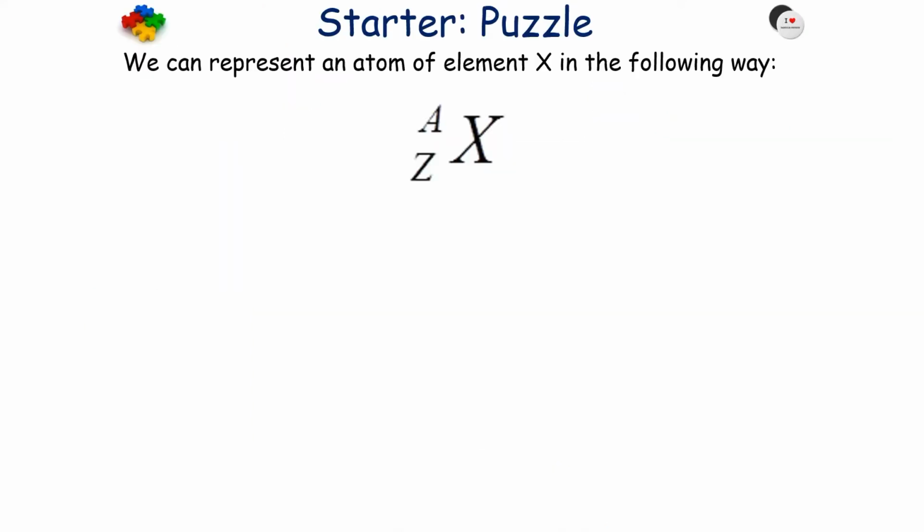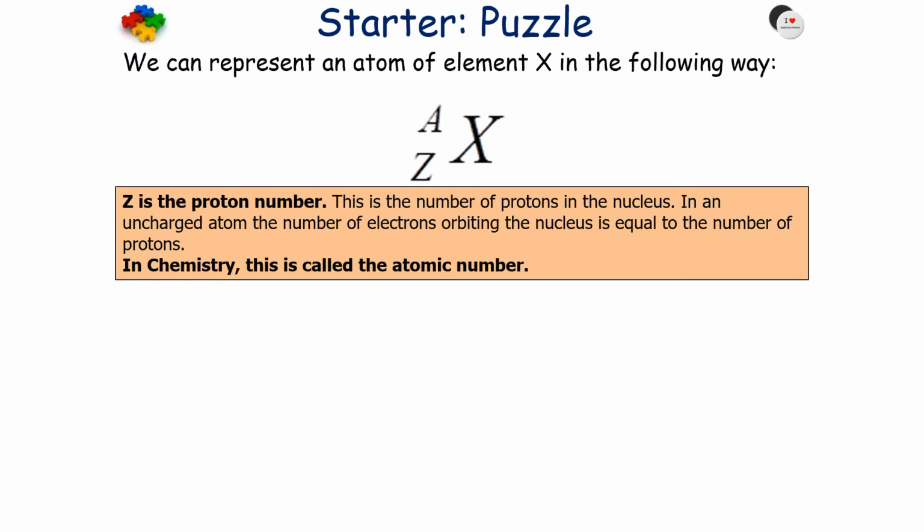So we can represent an atom of element X in the following way. Now in this notation, Z is the proton number, so it's the number of protons in the nucleus. Now an uncharged atom will have the same number of protons as it does electrons. Now in chemistry we call this the atomic number.